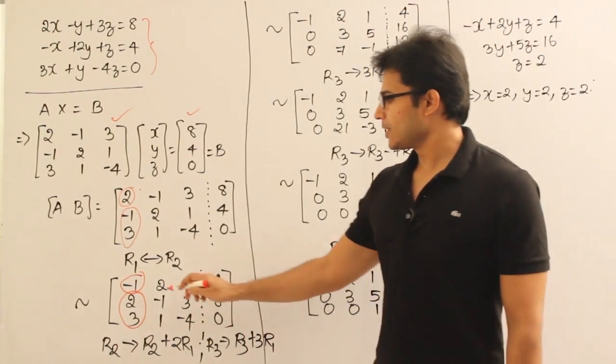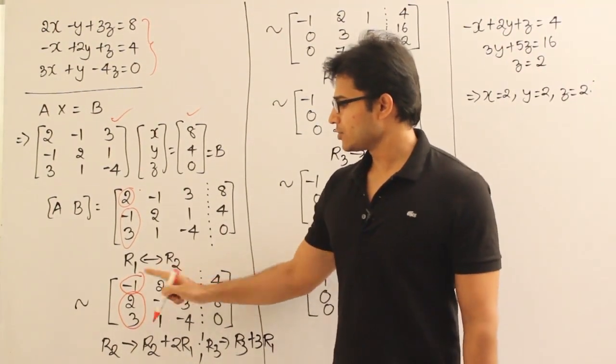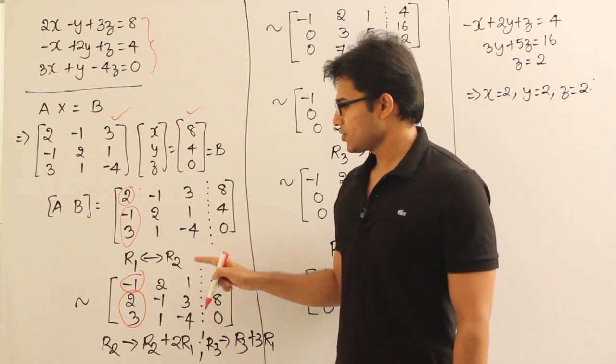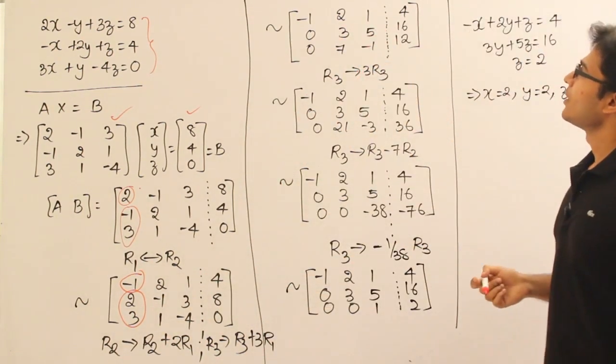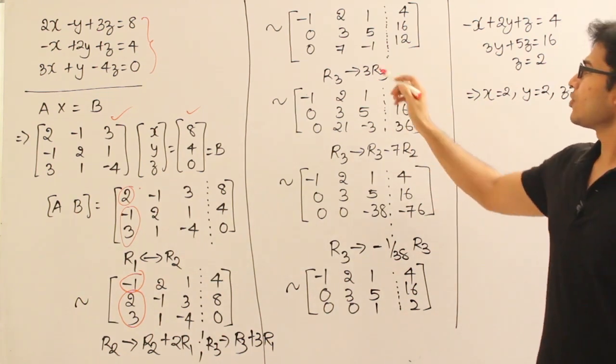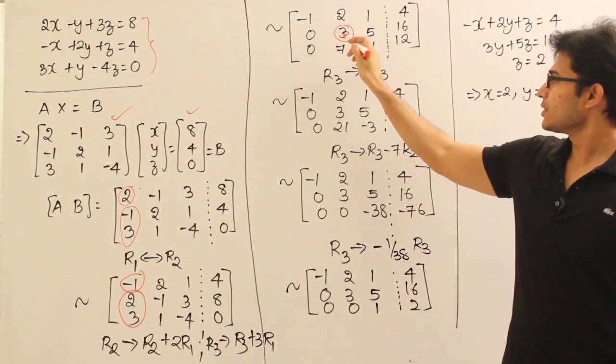Now using this element, I want to make these two elements as zeros. For that reason, I'll be multiplying first row with 2 and adding it to row 2, and I'll be multiplying first row with 3 and adding it with row 3. Then I got this.